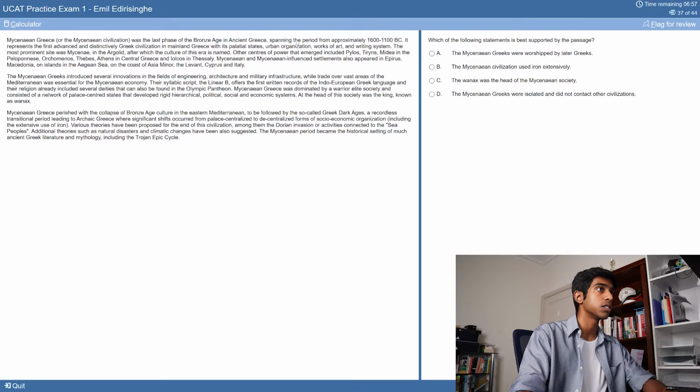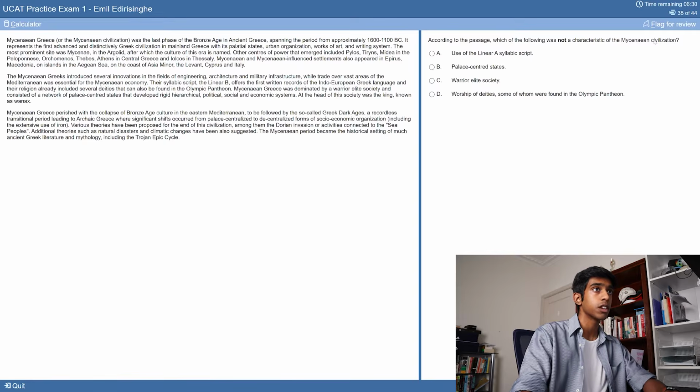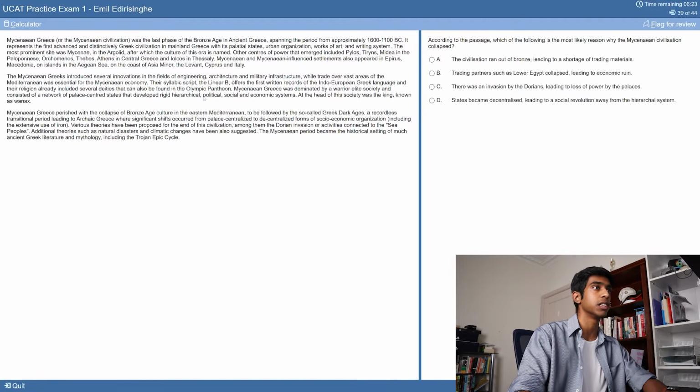Last phase of the Bronze Age. Most prominent site was Mycenae. The Linear B offers the first written record. Head of this society was the king known as the Wanax. Okay, not a characteristic of Mycenaean. Oh, I just read this. Use of linear syllabic script. Yeah, because it's Linear B.